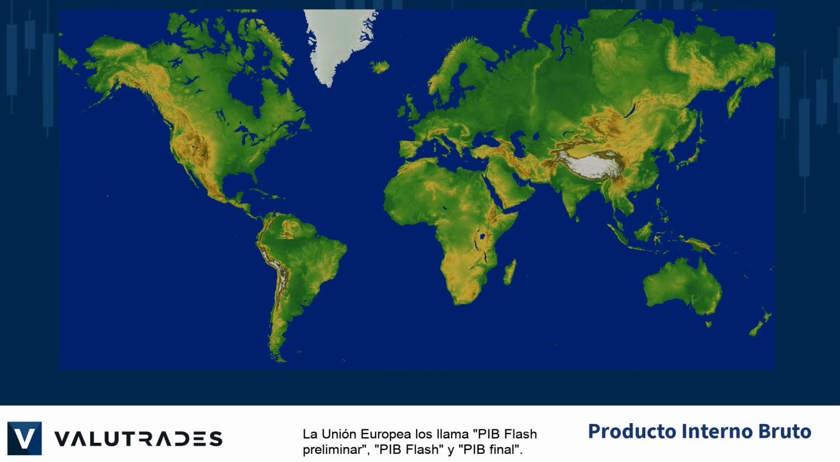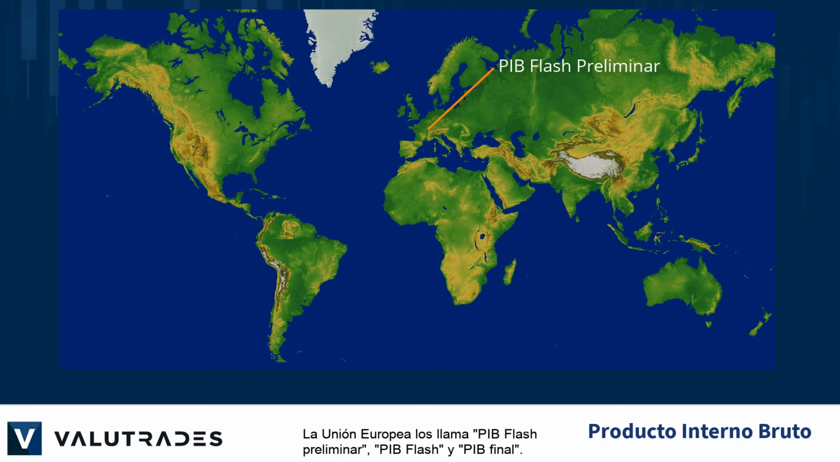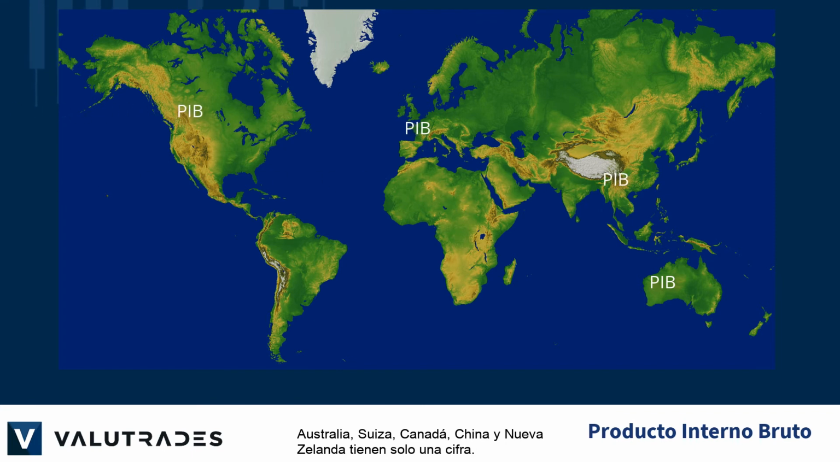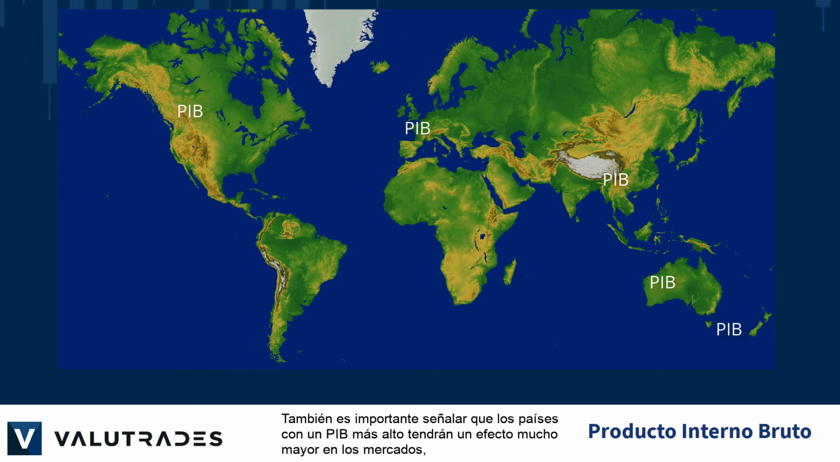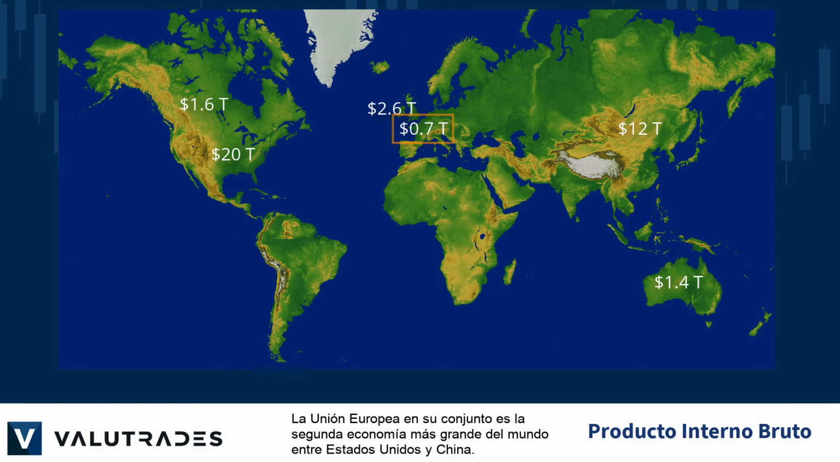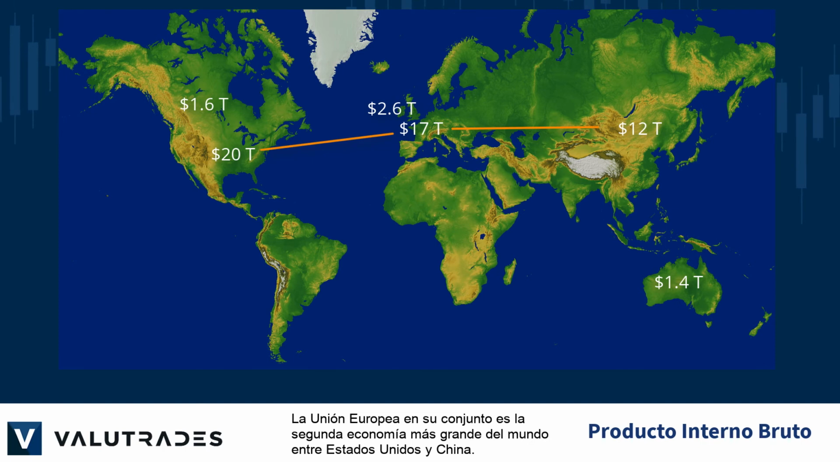The UK and Japan publish preliminary, second, and final, with preliminary being the most important. The European Union calls them preliminary flash GDP, and final GDP. Australia, Switzerland, Canada, China, and New Zealand have only one figure. It is also important to note that countries with a higher GDP will have a much greater effect on the markets, mostly the United States with $20 trillion versus that of Switzerland, say, with $0.7 trillion. The European Union as a whole is the second largest economy in the world between the US and China.